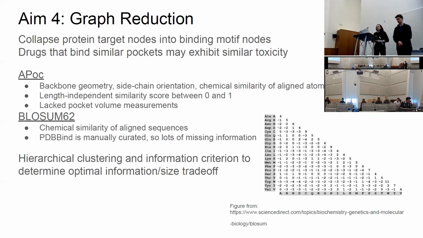We experimented with two different techniques. APOC uses the actual atomic positions of atoms in the binding pocket, as well as the chemical similarity of the aligned pockets, to calculate a similarity score between 0 and 1. We also experimented with BLOSUM, which is something we're familiar with in this class, the chemical similarity of aligned sequences. The goal was to use hierarchical clustering on these generated distance measurements to determine these binding pocket motifs or clusters.